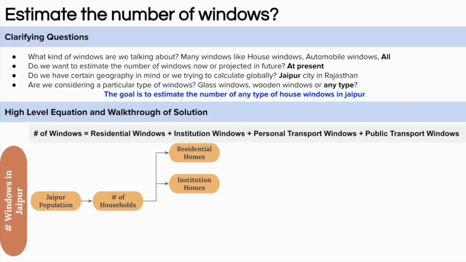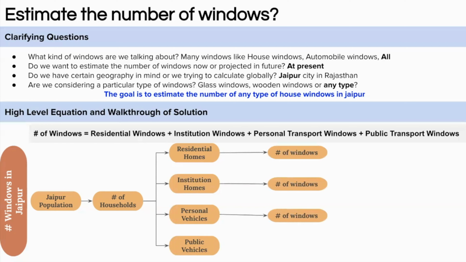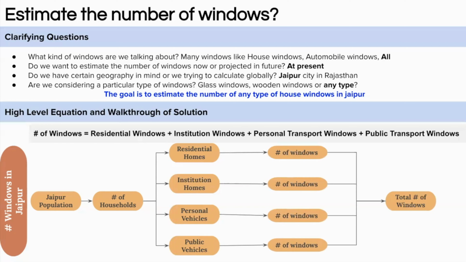Similarly, from households, we can estimate the number of personal vehicles. Once we have the personal vehicles, we can assume some fraction to get the estimate of the public transport, like we did to get the institutional buildings above. Right. So from there, we can calculate the number of windows in each of them, and finally sum it up to get the final answer, right? Let's start putting those numbers.